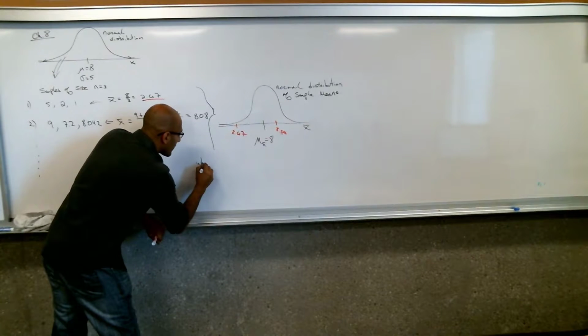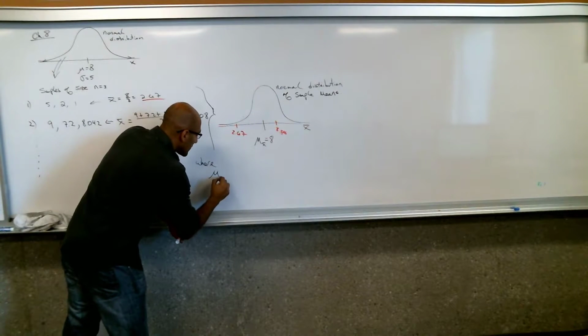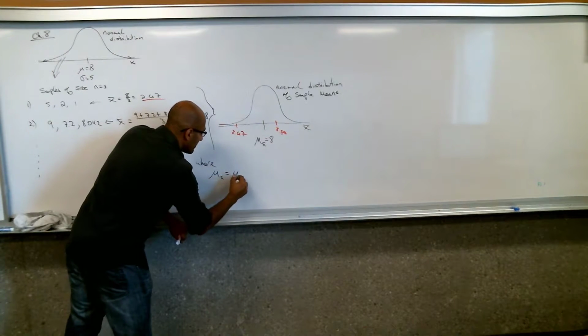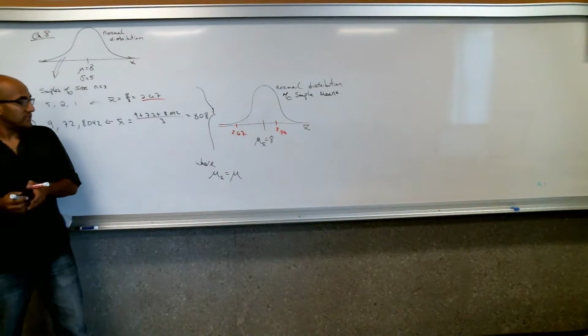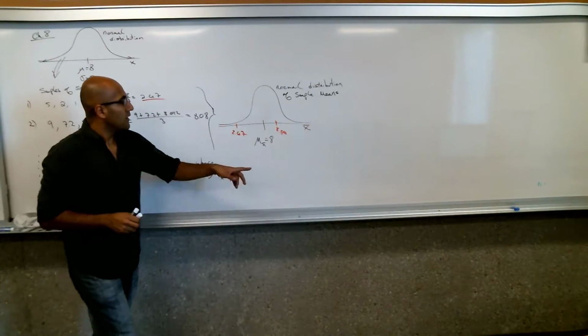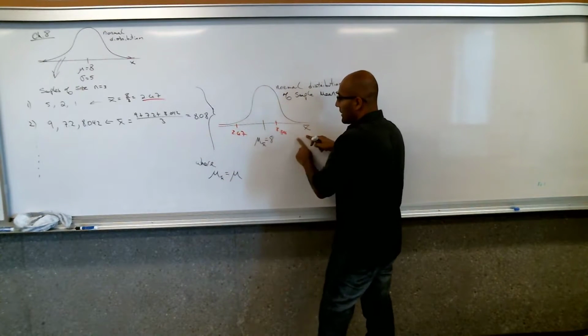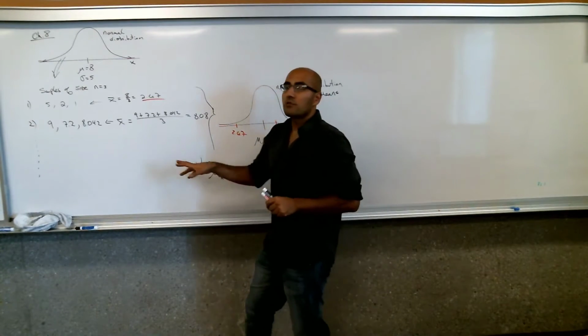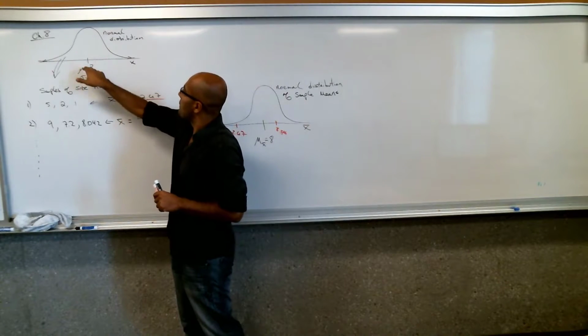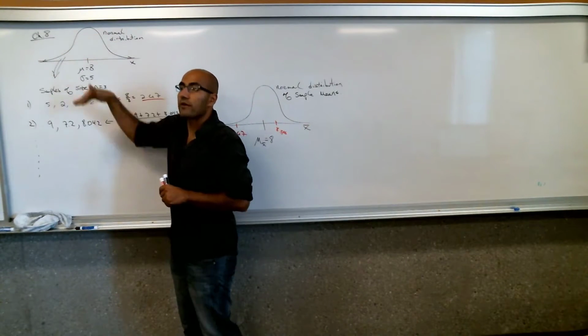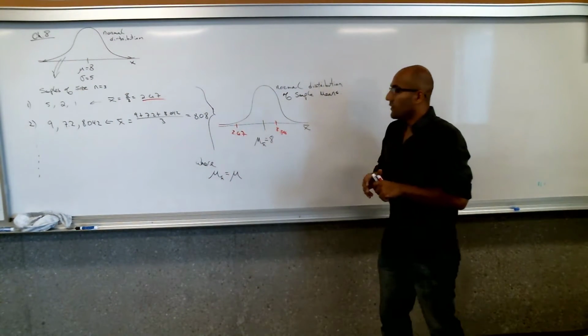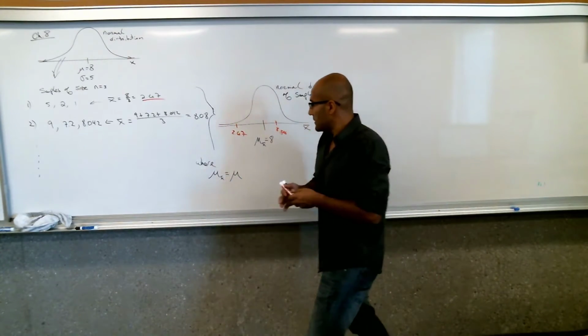This is where mu sub x bar is equal to mu. Okay, so we put this little subscript of x bar to identify that we're talking about the mean of the distribution of sample means with little x bar, and not to be confused with mu, which is the mean of the parent distribution from where the samples came from. Okay. And then the other thing we need is the standard deviation.